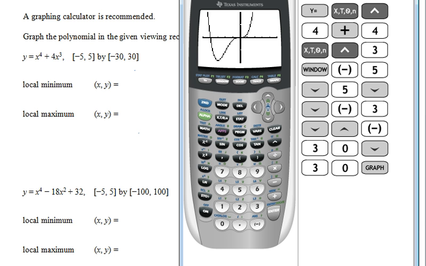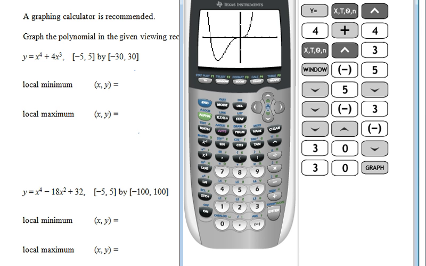We see that there is a local minimum in the third quadrant, and something's happening at the origin. It's not a local minimum or maximum, so it's not an extrema. It's what we call a point of inflection. It's where the curve changes from being what's called concave down to concave up. So we just have a single local minimum to report.